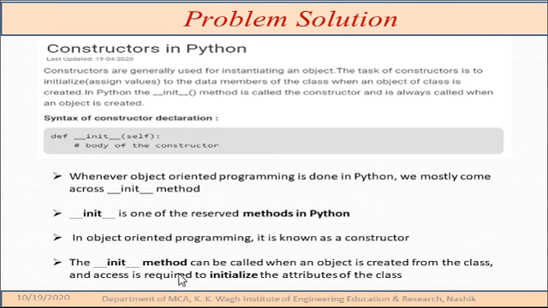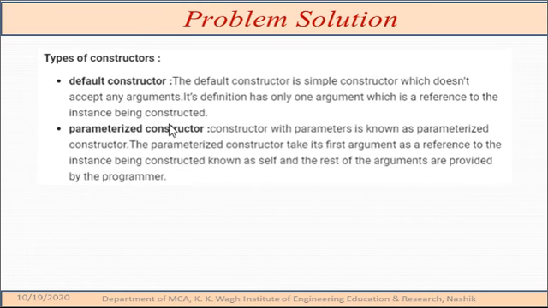This method is called when the object is created from the class and is used to initialize the attributes of the class. As I said, this method is used for initialization and is automatically invoked when the object is created in Python, and that is the functionality of the constructor.